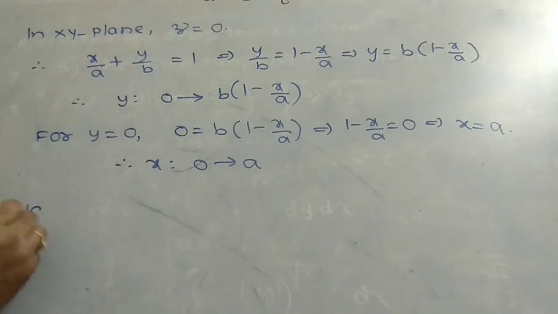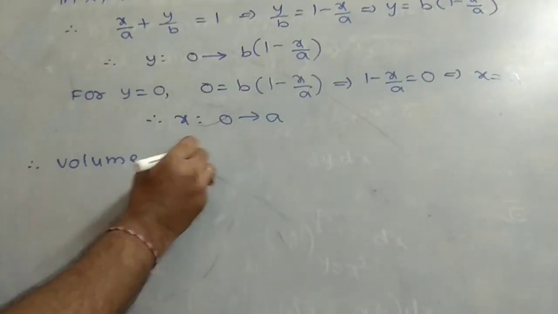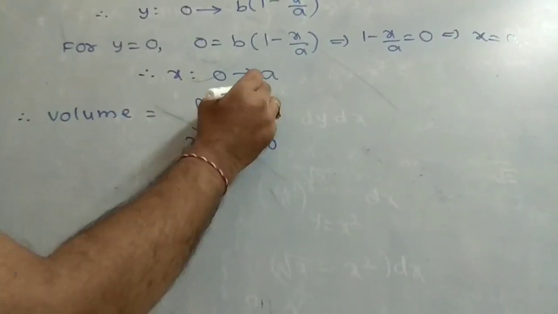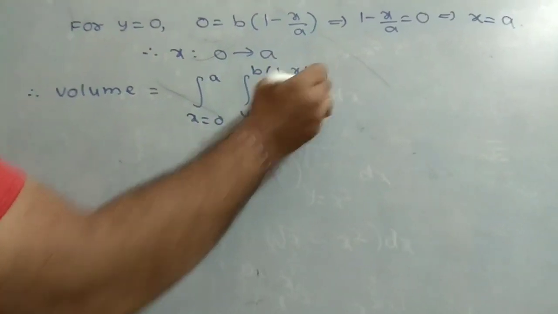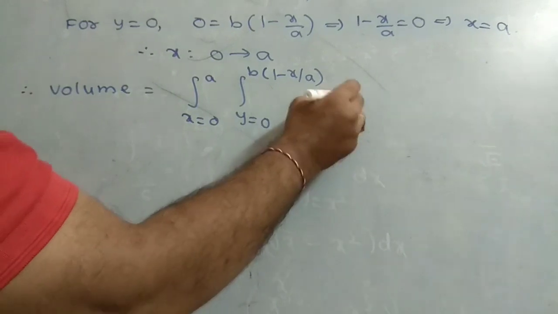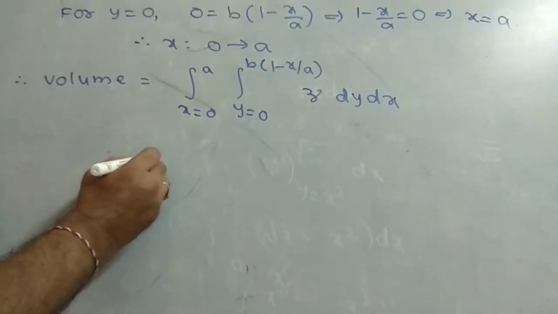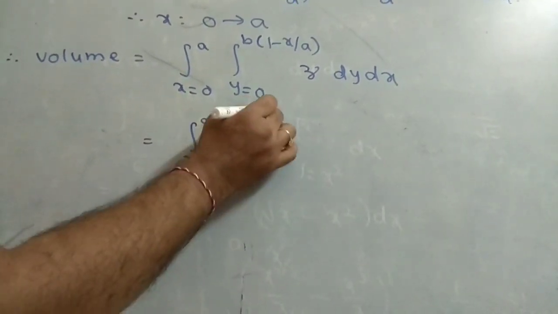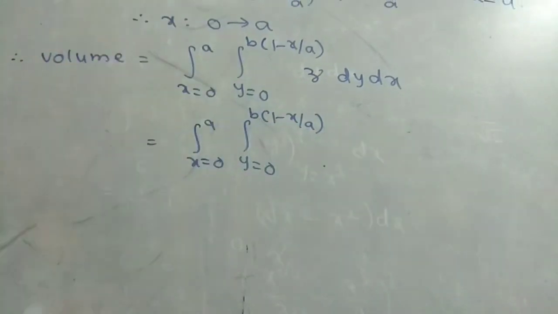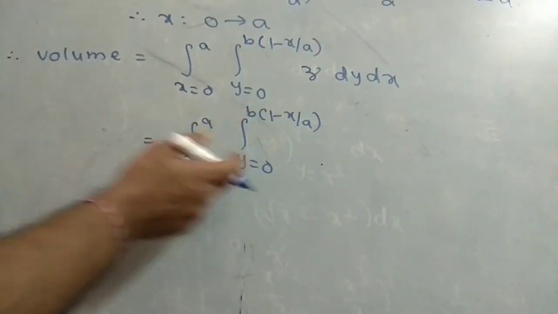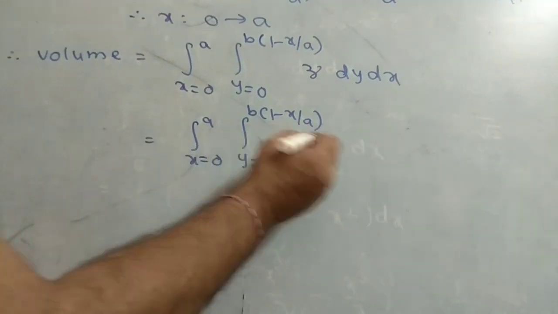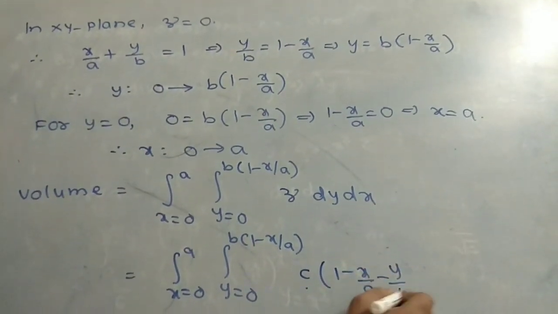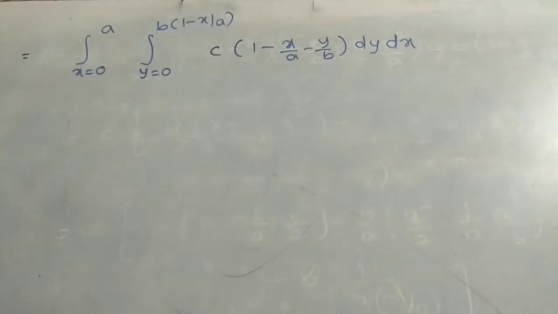So therefore I am calculating the volume. The definition for volume: write down x limits, it is 0 to a, and y limits 0 to b into 1 minus x by a, and as per the formula z into dy dx. This is the formula to get your value. So x limits 0 to a, y limits 0 to b into 1 minus x by a, and how to get the z? Don't write 0. Its z is calculated by using your given equation. That is nothing but c into 1 minus x by a minus y by b, dy dx.